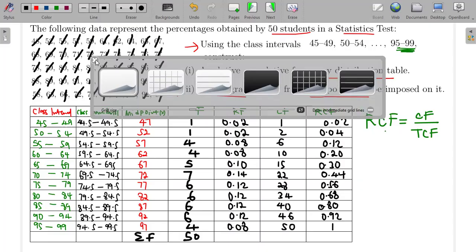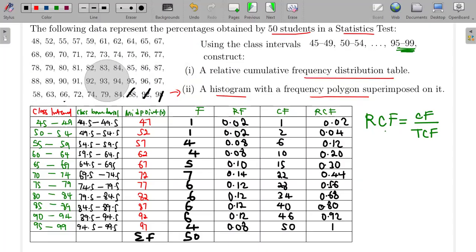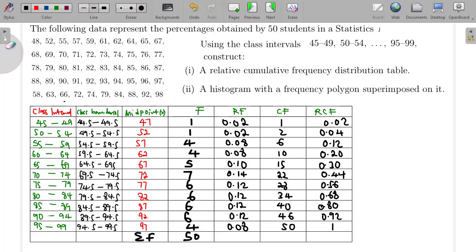I've added everything that is needed for this question to this table. So that is the frequency table that we are required to draw. We have done part 1. And then part 2 says construct a histogram with a frequency polygon superimposed on it. First of all, we're going to construct the histogram, and then on top of it, we're going to put the polygon.